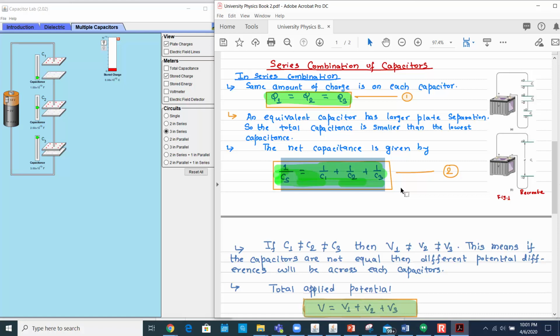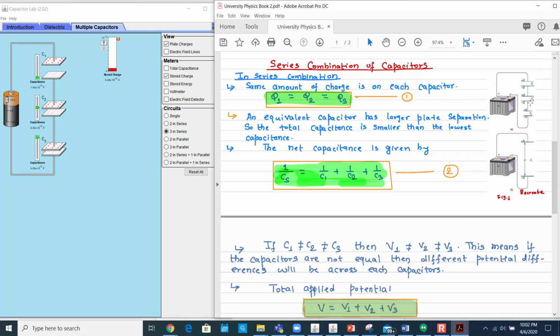Again, I will repeat that. This net capacitance, this S stands for the series combination. So in series combination, the net capacitance is smaller than the smallest capacitance. Let's say this is 1 microfarad, this is 2 microfarad, and this is 3 microfarad. Then in series combination, the total capacitance will be less than the 1 microfarad capacitor.